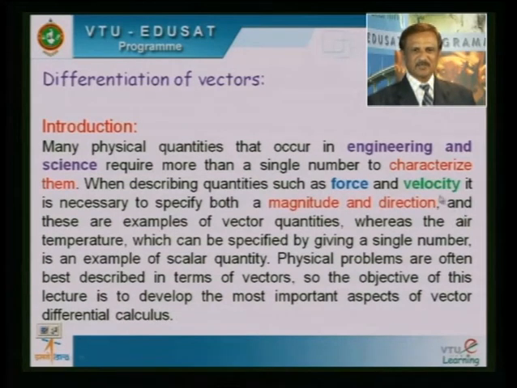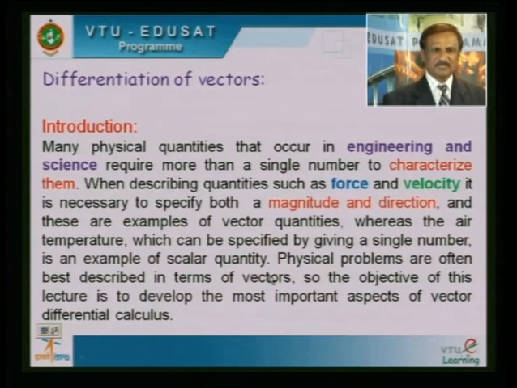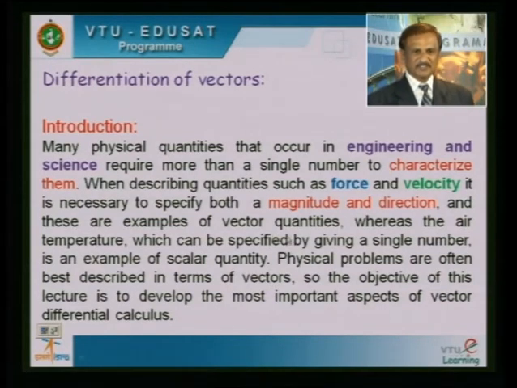In a similar way, in the case of velocity also, we need to know the magnitude as well as the direction. These are examples of vector quantities, whereas air temperature, which can be specified by giving a single number, is an example of a scalar quantity. At the beginning of vector algebra, I explained in detail what a vector quantity and a scalar quantity are, along with examples. Physical problems are often best described in terms of vectors.